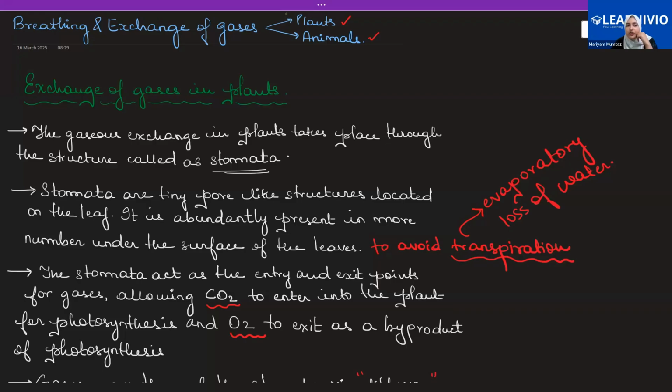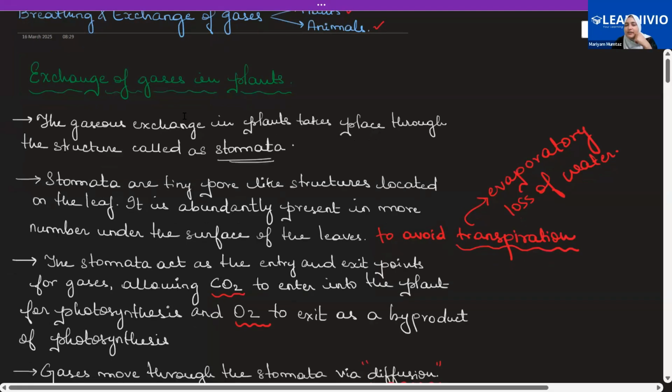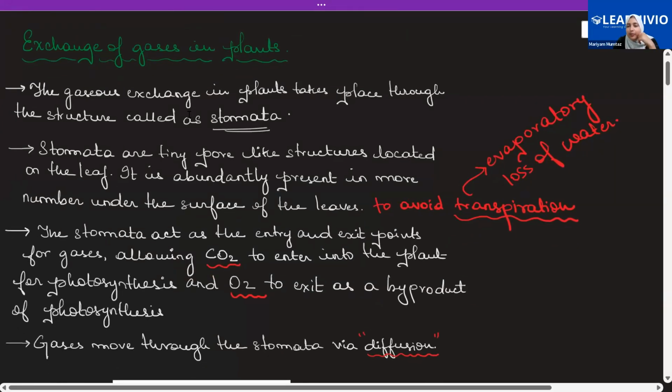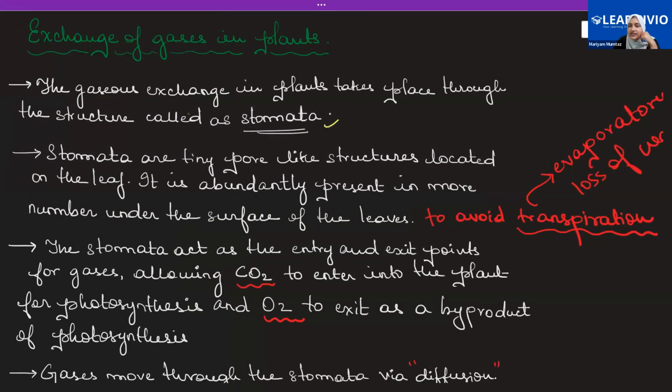So for example, if we are talking about the exchange of gases in the case of plants, remember that plants utilize CO2 and they give out oxygen. The gaseous exchange that takes place in plants happens through the pore-like structures called stomata. Stomata are tiny holes or tiny pore-like structures present on the leaf. The leaf has an upper surface and a lower surface, and the number of stomata on the lower surface of the leaf will be more.